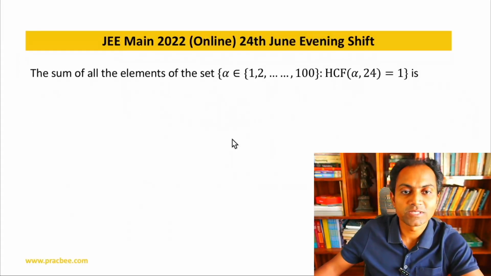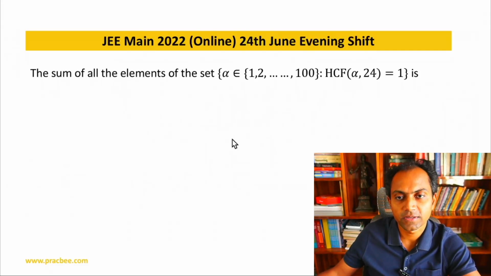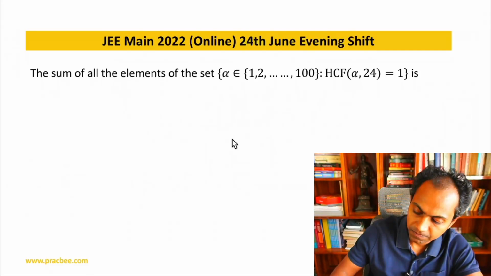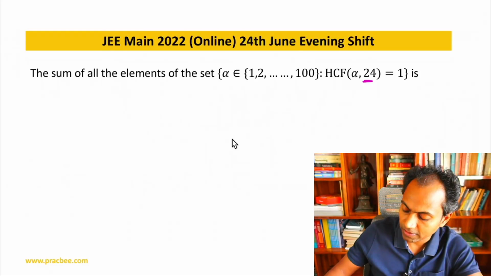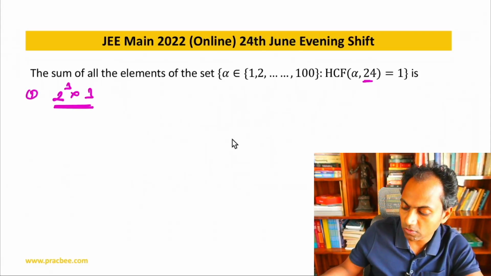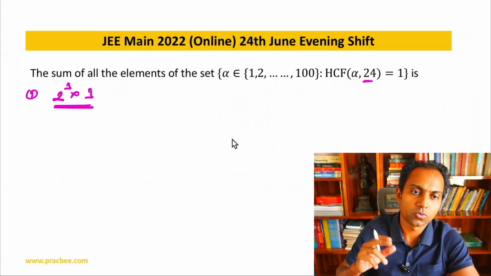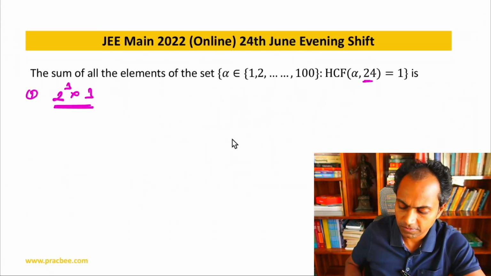Now let us look into this next 2022 question. Question says that the sum of all the elements from 1 to 100 which have GCD with alpha and 24 equal to 1. See, now we are going to have a common factor with 24. Because if I write prime factorization of 24, it is 2 cube into 3. So you can see that you will only have a common factor if you have a 2 factor or a 3 factor, 2 or 3 in the prime factorization of the number.